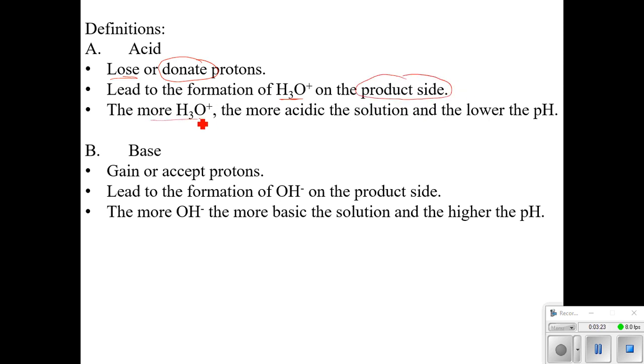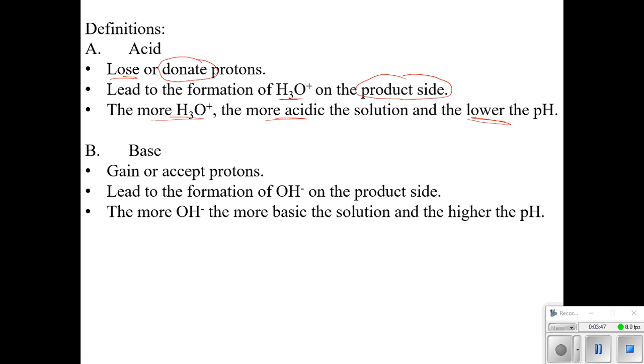Whenever you have more hydronium forming, that is what leads to an acidic solution. The more acidic a solution is, the more hydronium ions there are, and that's what's making it more acidic. And of course, acidic solutions have lower pH values, a pH lower than 7. The more hydronium, the lower that pH value is going to be.